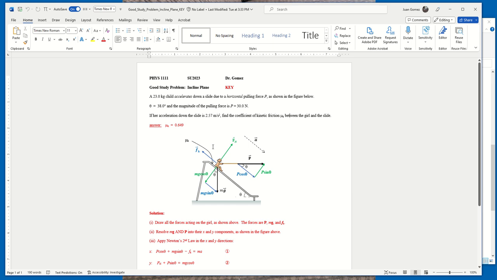Anyway, you want to make sure you're comfortable with how I drew the components of mg, how I got the components of P, and why I drew fk in that direction. And remember, the way you deal with inclined plane problems, because she is accelerating down the slide, that represents positive x. So mg sine theta is positive, P cosine theta is positive, and fk is negative. Very, very simple.